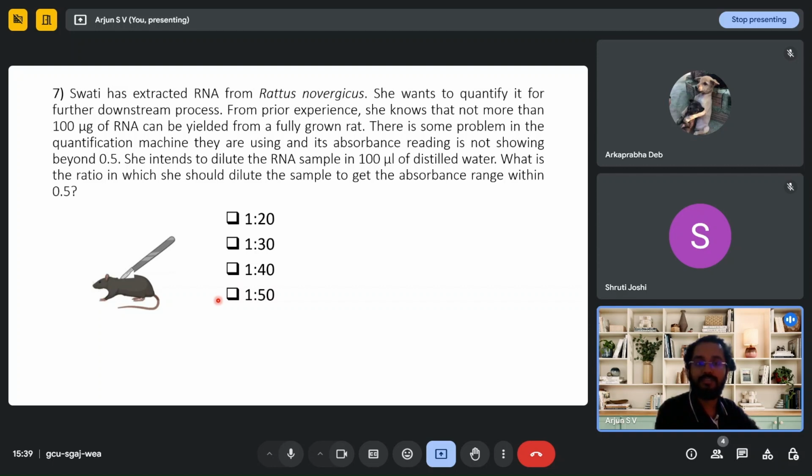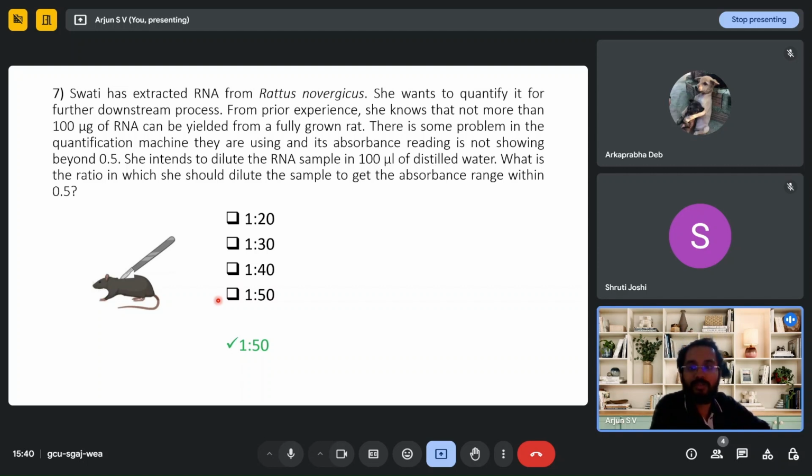So this is also a question where there is no hard thinking. If you want to get less and less absorbance, you have to dilute it more and more. So the highest dilution factor is what you will choose in this question. So the answer is 1:50. If you can perform hard calculations you can, but there is no need for that. You just go with the highest dilution for this question.